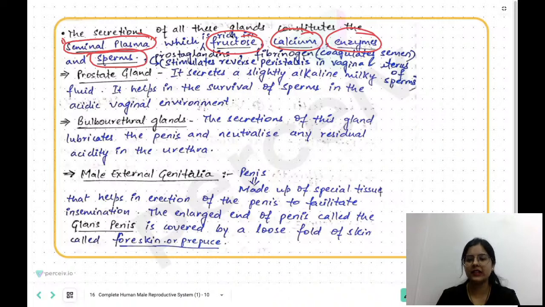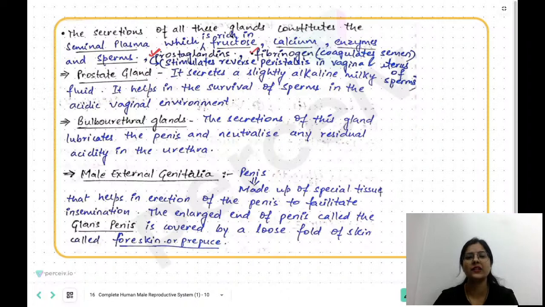Now, apart from this, there are two other components as well, which is being found. One is called as prostaglandins, and the other is called as fibrinogen. Now, fibrinogen is a coagulating factor. Fibrinogen जो होता है, ये हम blood coagulation में भी पढ़ते हैं कि ये ना coagulation में help करता है. So this is going to coagulate semen. And on the other hand, prostaglandins जो होते हैं, ये reverse peristalsis को promote करते हैं vagina में, and uterus of the sperms को करते हैं.